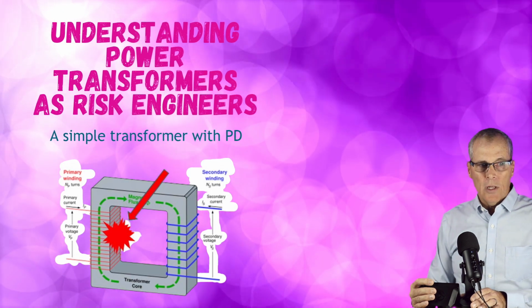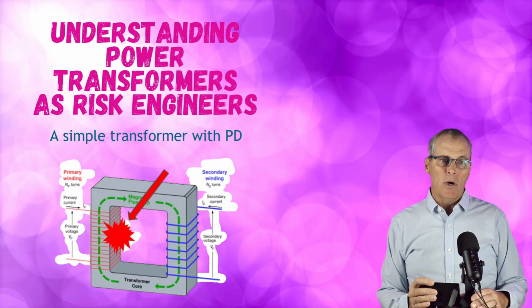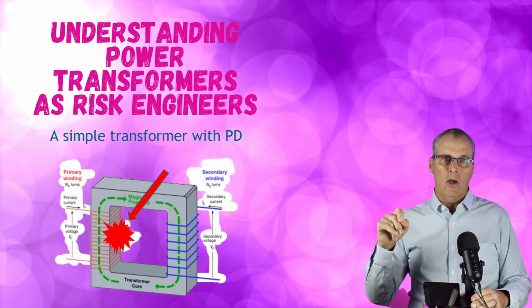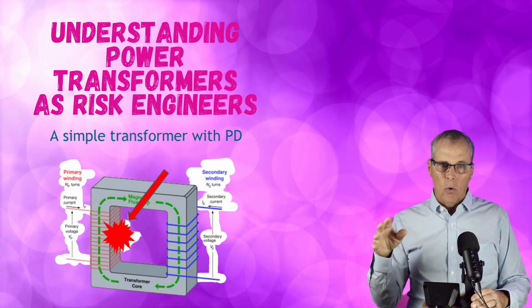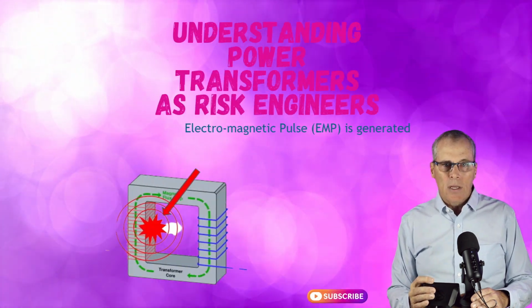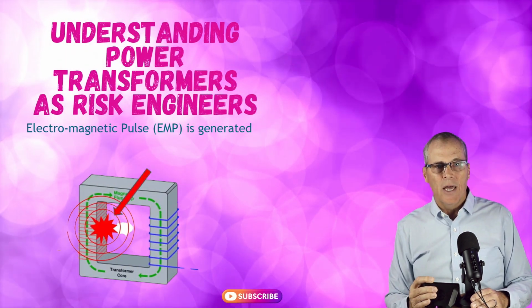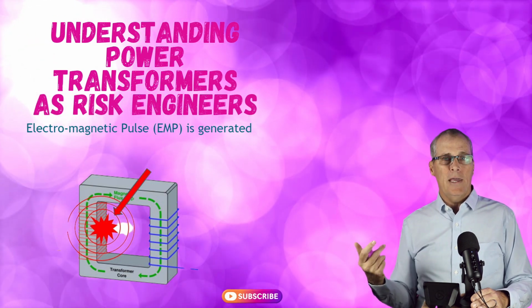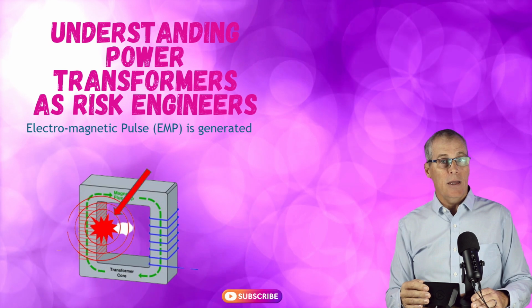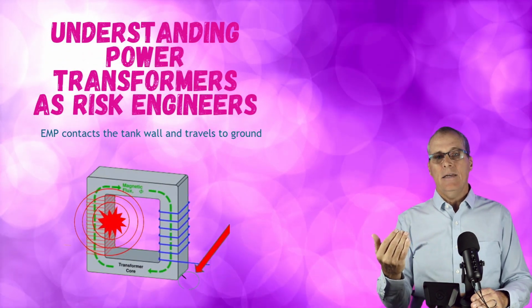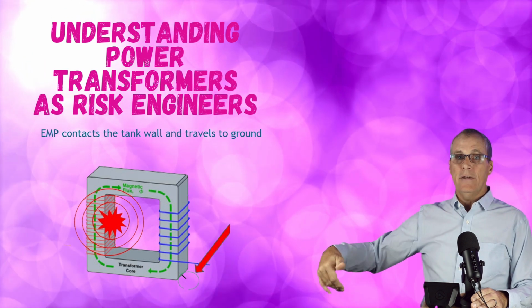So what does it look like when we have a little bit of PD going on? I'll show you on the curve, but just imagine for a second that, within this set of coils, we've got something buzzing down there. What happens next is that it creates an electromagnetic pulse. If you're walking out there with an AM radio, you'd hear static, okay? So where does that go? It touches the side of the tank, and then it goes through the side of the tank to ground.